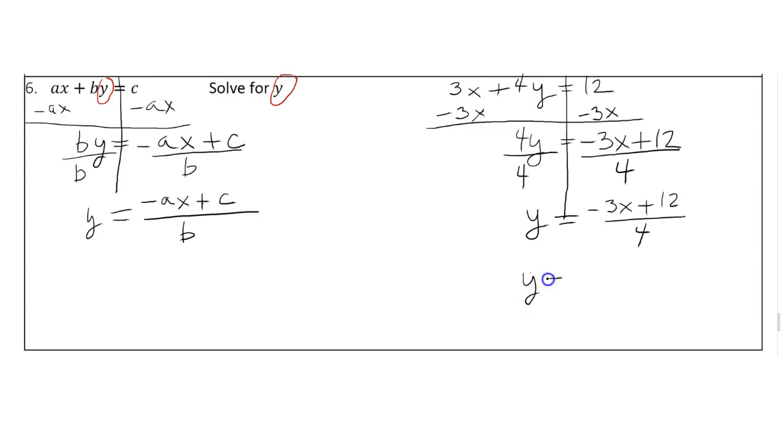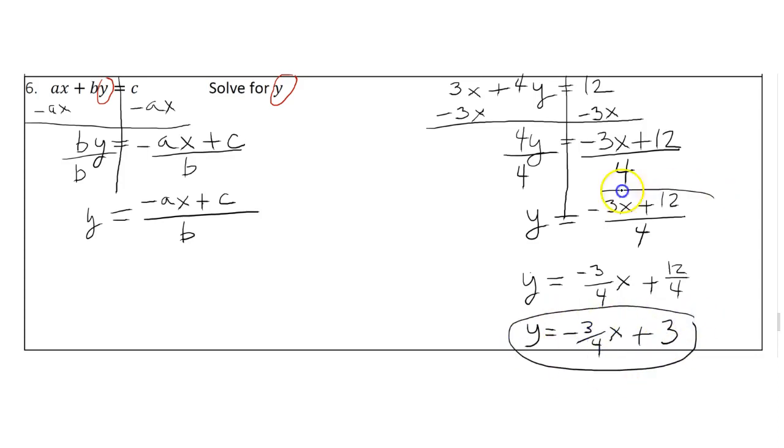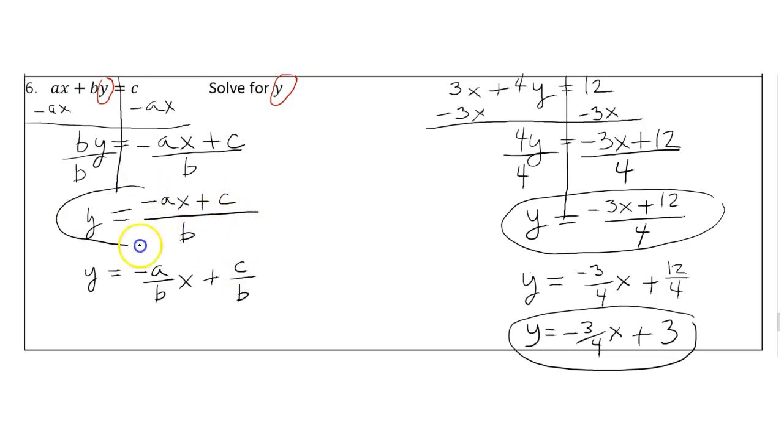However, we can also rewrite the solution on the right as negative 3 divided by 4 times x plus 12 divided by 4. Or y equals negative 3/4 times x plus 3. Both of these are correct solutions. On the left, we can rewrite the solution as y equals negative a divided by b times x plus c divided by b. Both of these are correct solutions.